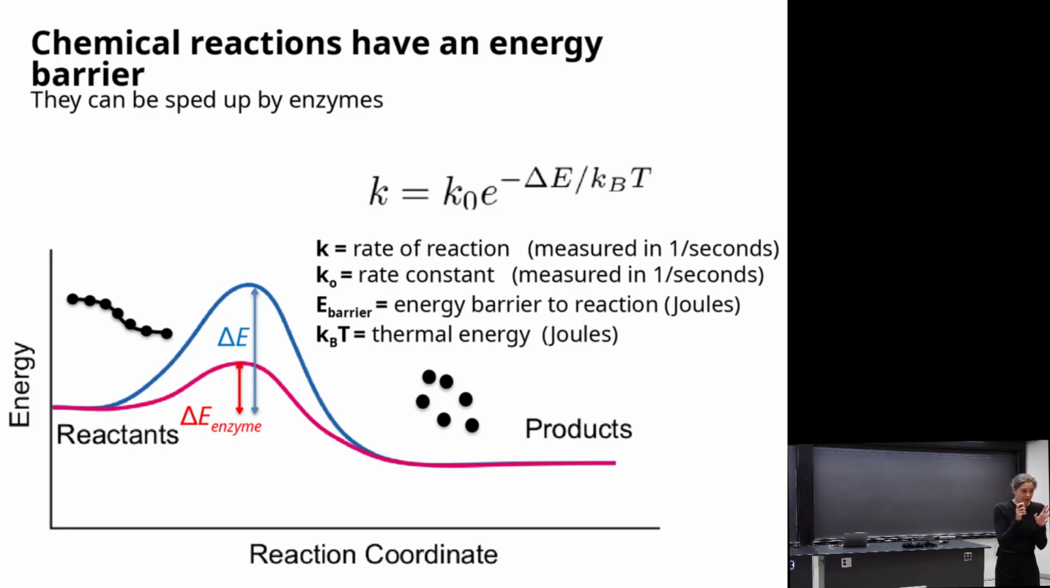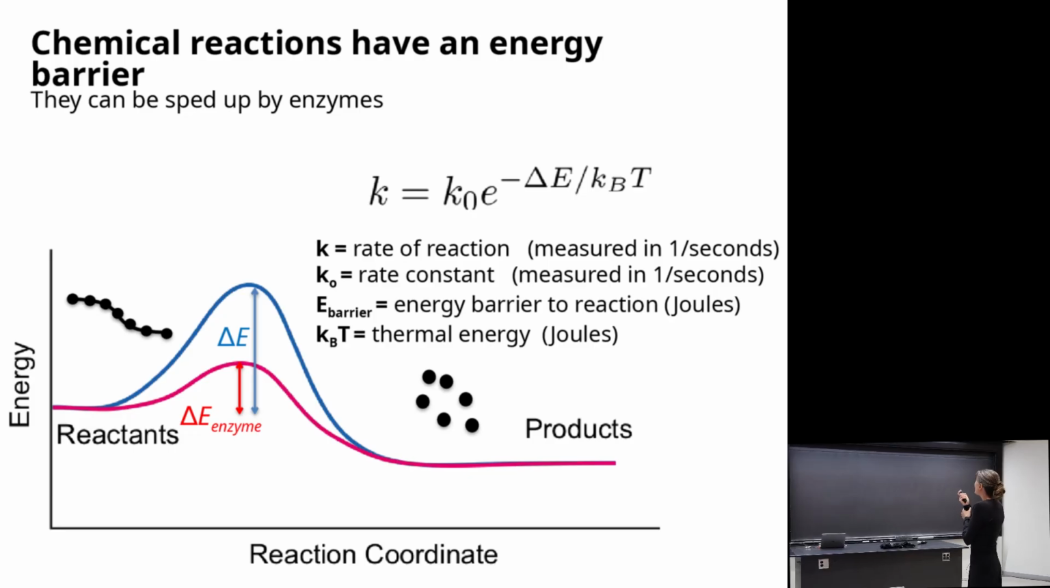So you have some reaction, and it happens at a constant rate. That's your K0. Then you have an exponential with two parts. You have this delta E, which is the activation barrier, how much energy you need to put in. And then you have kBT, which is the thermal energy. So if molecules are moving around a lot, then T is big and this is big, and your rate of reaction ends up being faster.